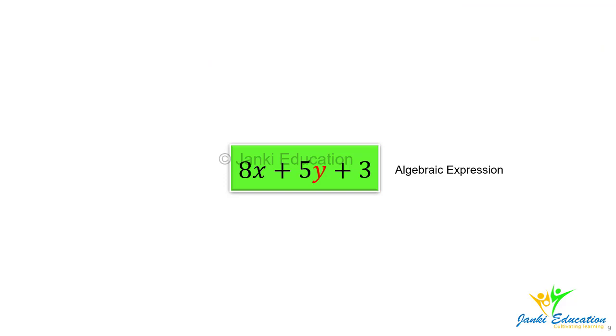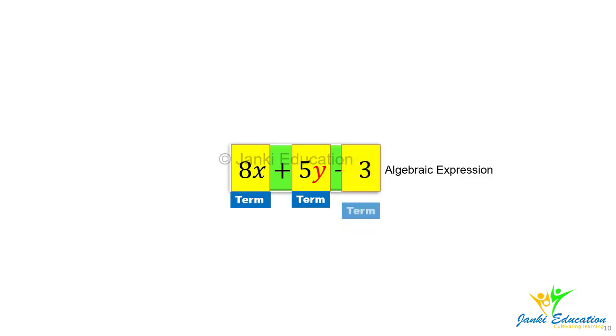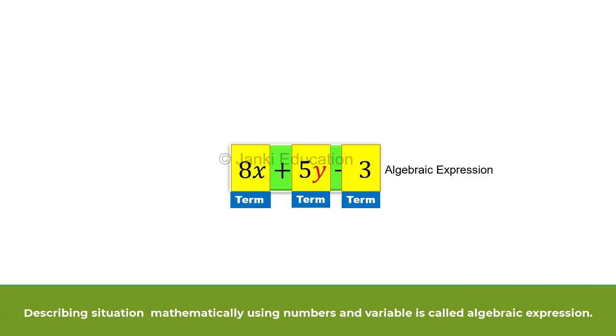Now, this algebraic expression has various parts. Please pay attention. First, this 8x is called a term. Then this 5y is also called a term, and this 3 is also known as a term. So you can see in this algebraic expression there are 3 terms. Are you clear? So this way, describing a situation mathematically using numbers and variables is called an algebraic expression.